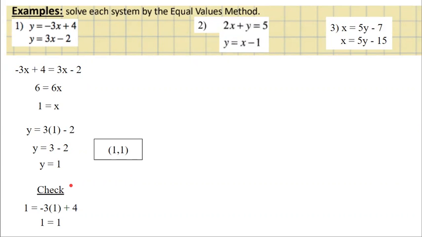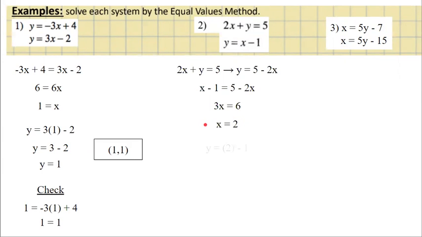Yay! For problem number 2, we have to do a little bit of work in order to isolate y in the first equation here. All we really have to do though is just subtract 2x from both sides. We'll get y equals 5 minus 2x, and we're good to go. We can set the two isolated expressions equal to each other, and we'll get x minus 1 equals 5 minus 2x. If we solve for x, we'll get x equals 2 this time.